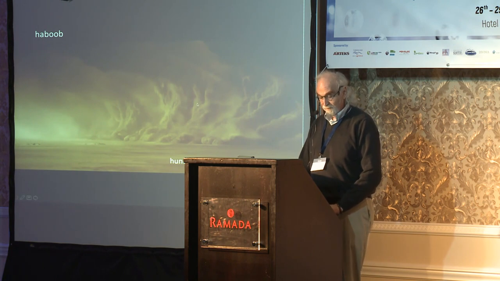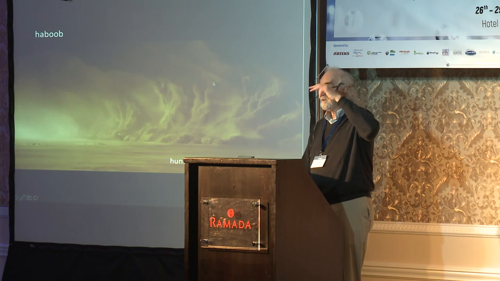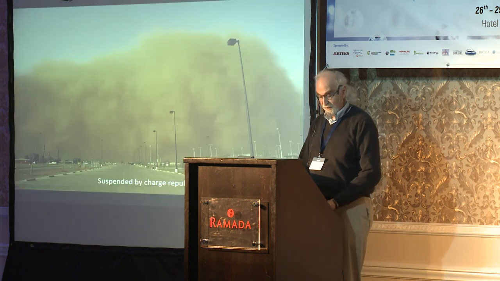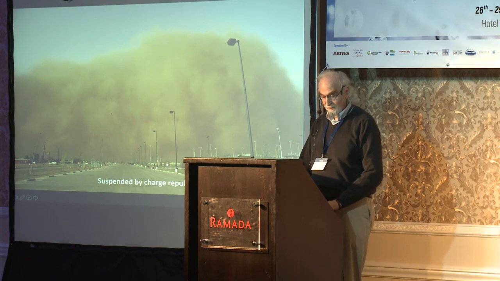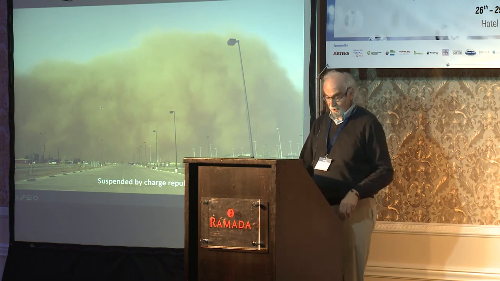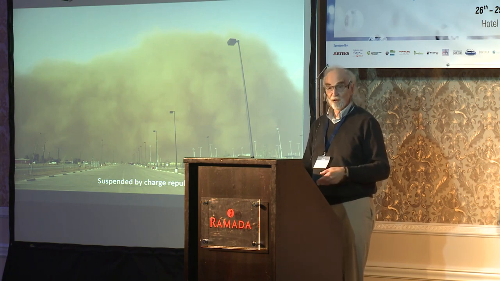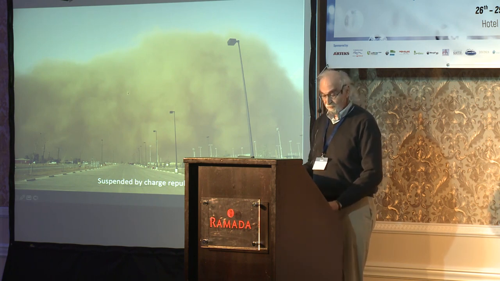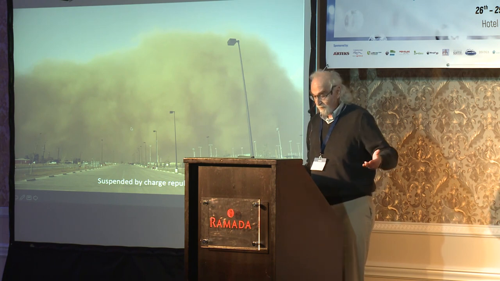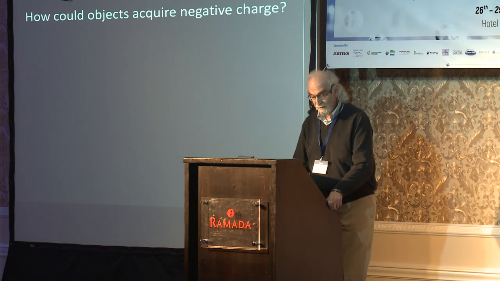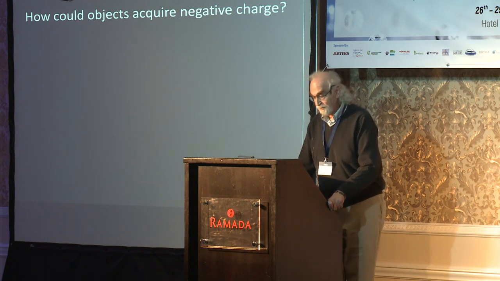And the same thing with dust storms, otherwise called haboob. They can go hundreds of meters high, and the question is, well, what keeps them up? We have something that should be pulled by gravitation. And if you happen to live in Phoenix or a region like that, you can see these dust storms coming in. And the question is, again, is it possible that charge repulsion is responsible for keeping this up? And if not that, what is it? And so a question that arises, I've been mentioning negative charge all the time.